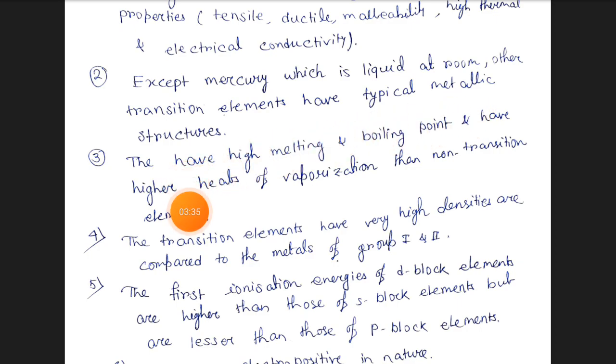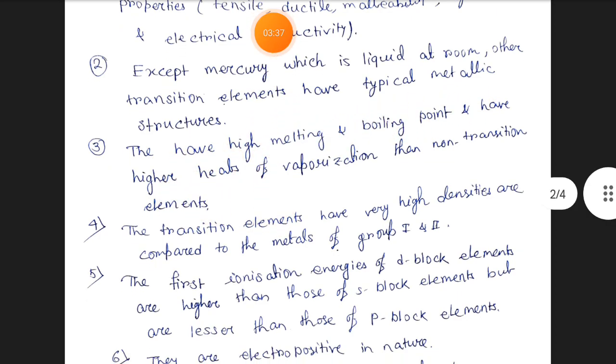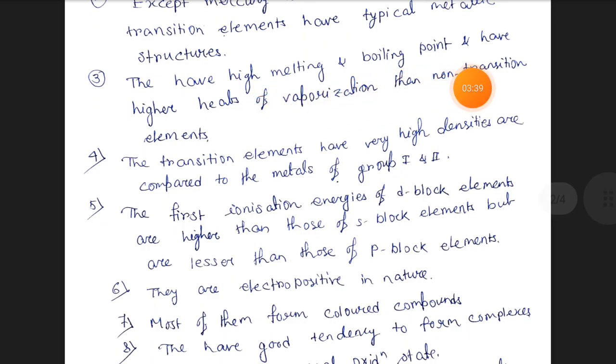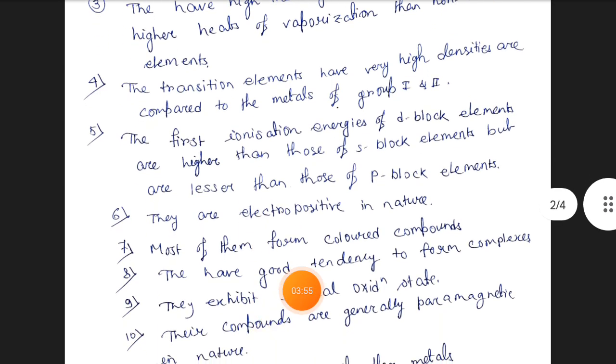Next, they have high melting and boiling points and higher heats of vaporization than non-transition elements. Transition elements have very high densities compared to the metals of group 1 and group 2, that is s block elements. Next, the first ionization energy of d block elements is higher than that of s block elements but lower than that of p block elements.